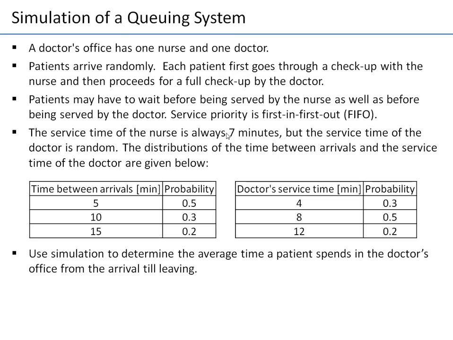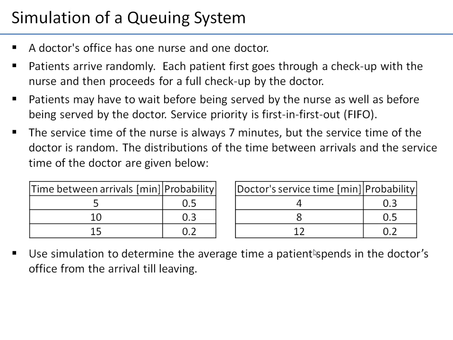Service time of the nurse is always 7 minutes, but service time of the doctor is random, and also, of course, arrival of patients is random. So we have here a distribution of time between arrivals of patients provided in this table, and service of the doctor. The time of the service of the doctor is random also, and the distribution is provided in this table, right? And these distributions are discrete, but that's just for simplicity so that we can simulate it easily by hand. But if you simulate it using computers, you could use more realistic continuous distributions.